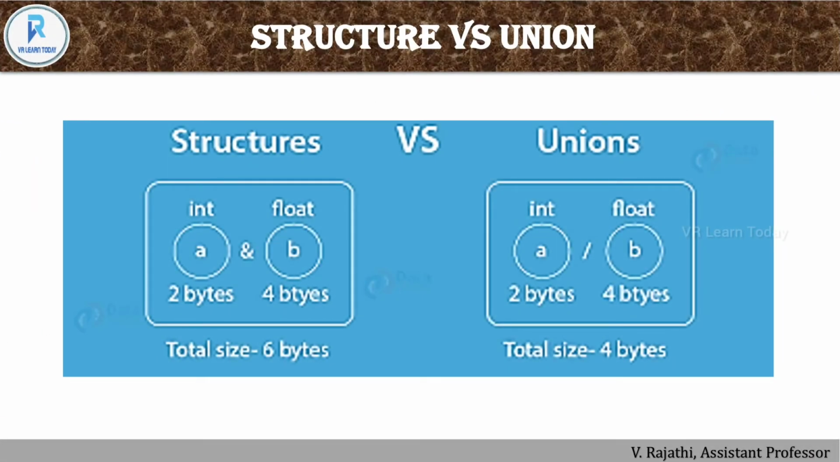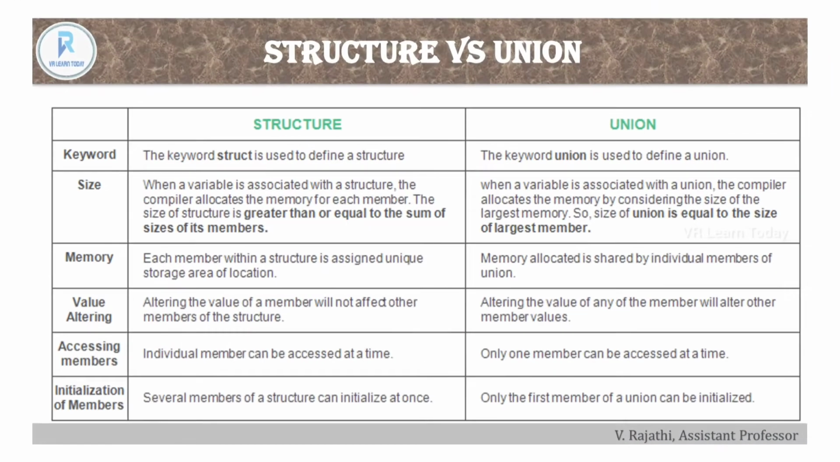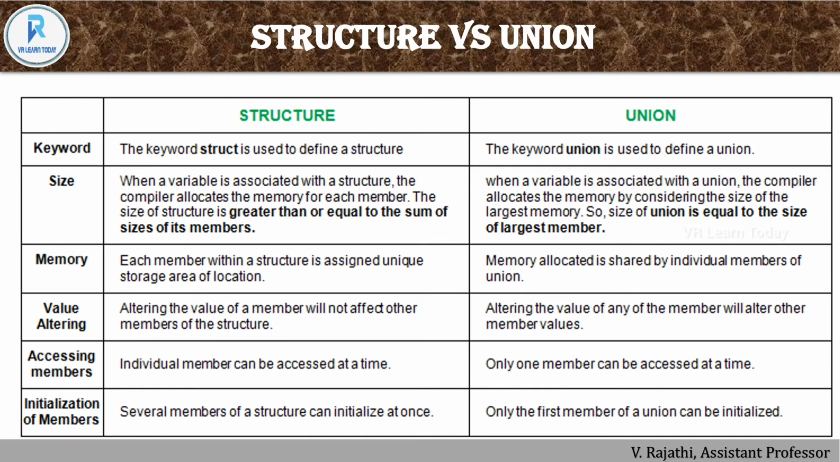This is another example. Here A and B are 2 bytes and 4 bytes, so totally it will take 2 plus 4, 6 bytes. In a union, which one is higher? 4 bytes. So the 2 bytes will be allocated from the same memory location, which it will share. So the total size of the union is 4 bytes.